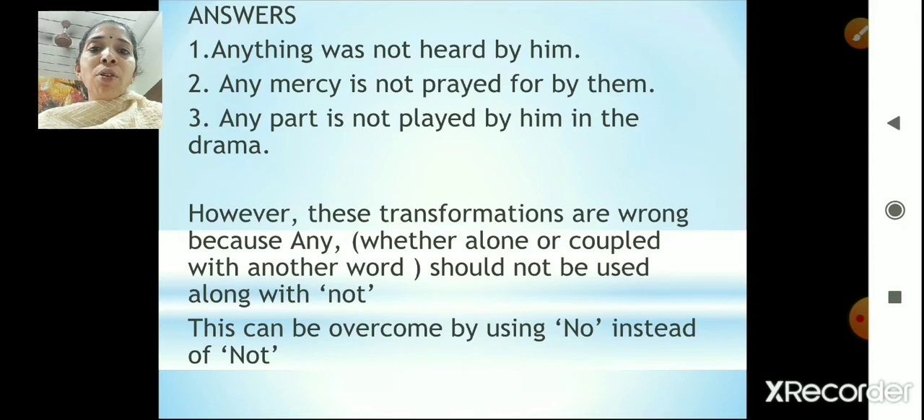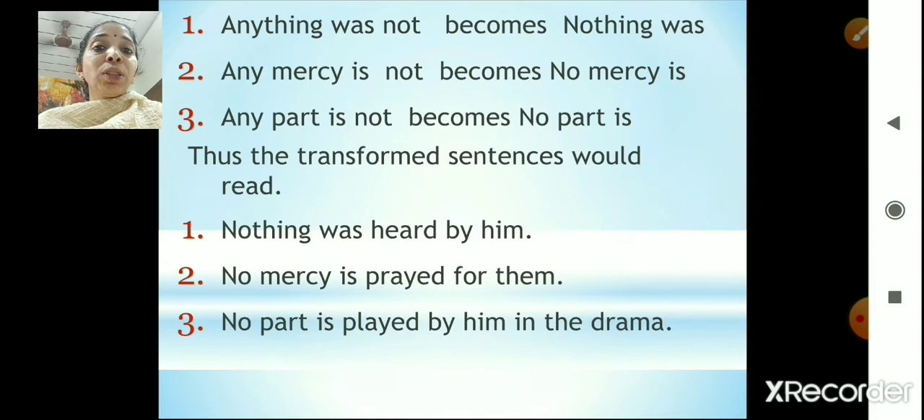These transformations are wrong because any should not be used along with not. Alright, any should not be used along with not. So any, whether it is alone or it is coupled with any other word, it should not be used along with not. So this can be overcome by using no. So instead of not, what we should use? No. Let us see how to use it. How will our sentence sound?